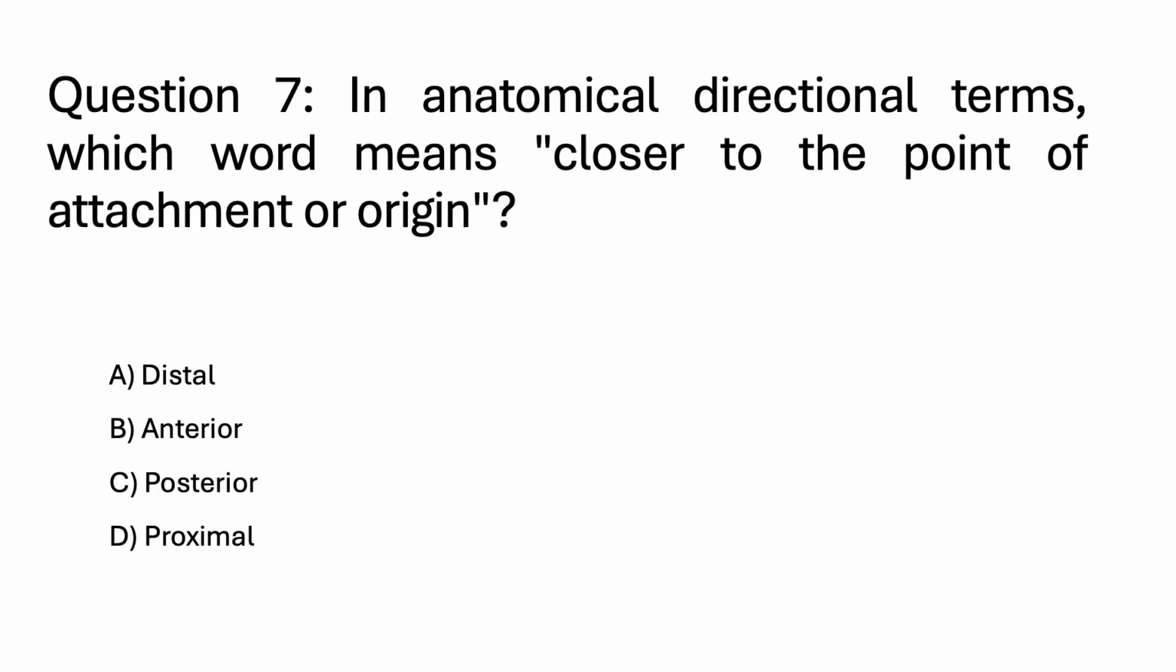Question 7. In anatomical directional terms, which word means closer to the point of attachment or origin? A. Distal. B. Anterior. C. Posterior. D. Proximal.